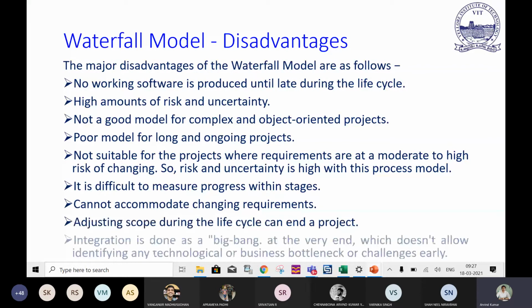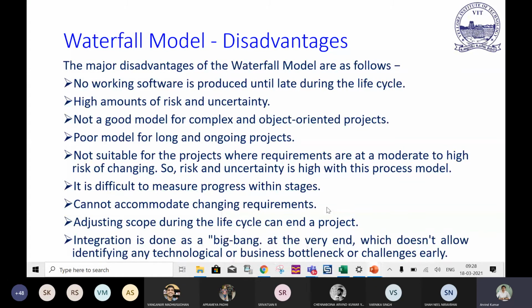Yes, adjusting scope during the life cycle can end the project. So once started, delivery would be possible in the end only. You cannot deliver in between for testing purposes or some other purpose, and then further add some functionalities. That flexibility is not possible in this type of modeling.